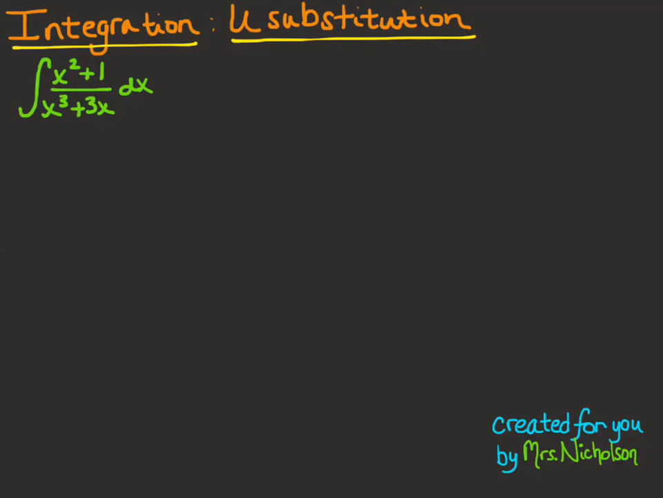I have a quadratic function in the numerator, a cubic function in the denominator, so that cubic function is going to have to be my u because the quadratic will be its derivative. So u is equal to x cubed plus 3x. And then the derivative of u would be (3x squared plus 3) dx. Now if I go back and look at my integral, I don't have 3x squared plus 3, I only have x squared plus 1. But if you notice, I could factor out a 3 from my du, and we get 3 times (x squared plus 1) dx.